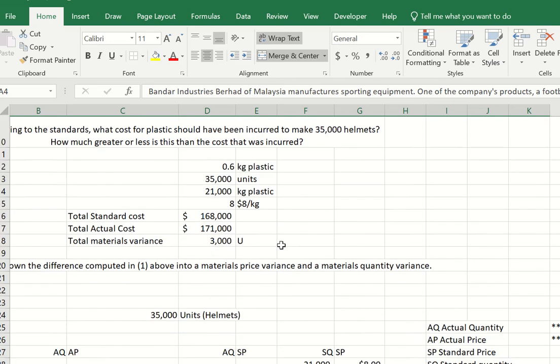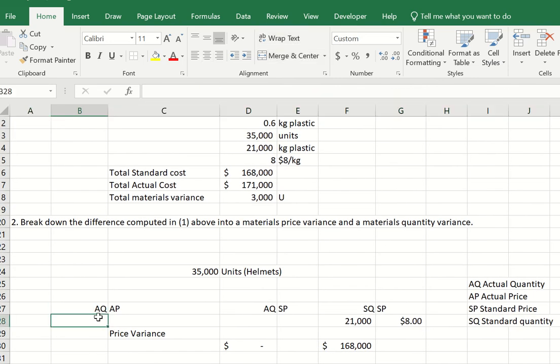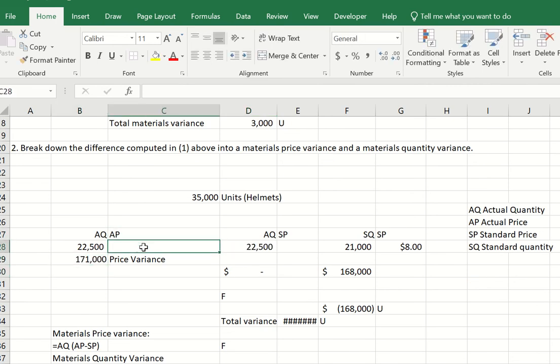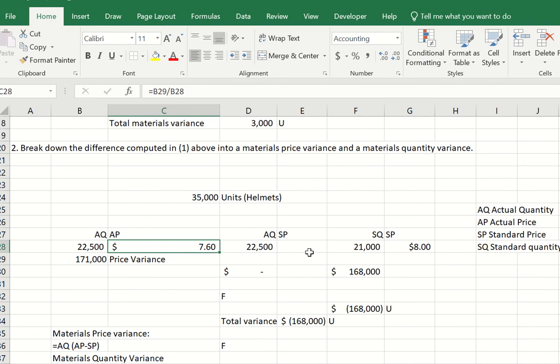So 22,500 was the actual quantity, and then they paid a total of 171,000. And so in order to solve backwards for the actual price per kilogram, they must have been paying $7.60. So I took the total that they paid divided by the amount of kilograms that they used, and they must have been paying $7.60 per kilogram. Standard price would be the same standard price. And so now I can analyze my price variance.